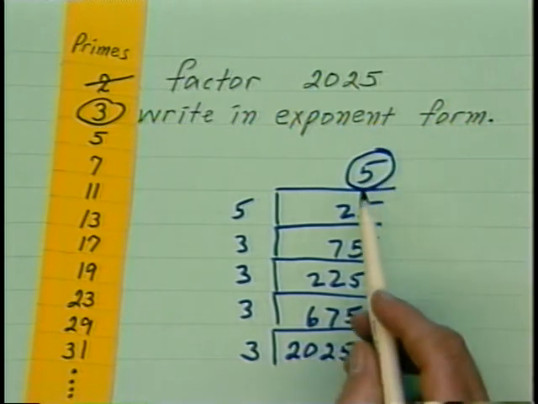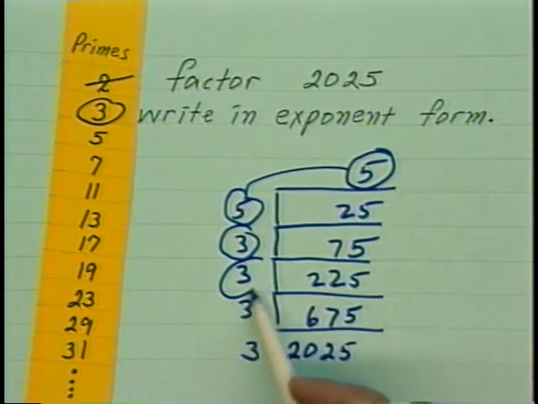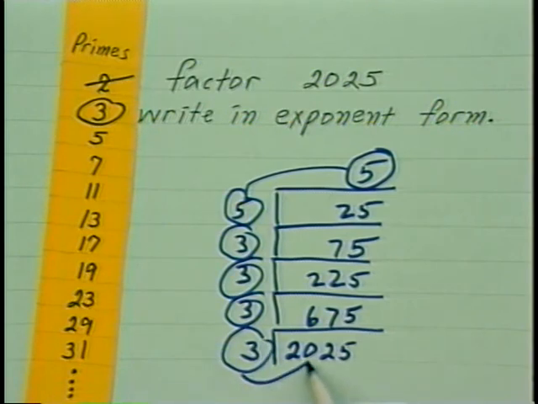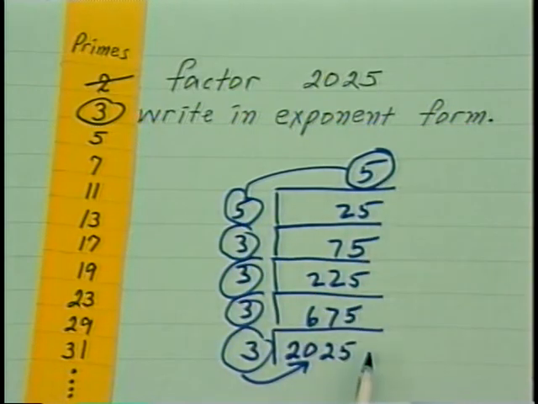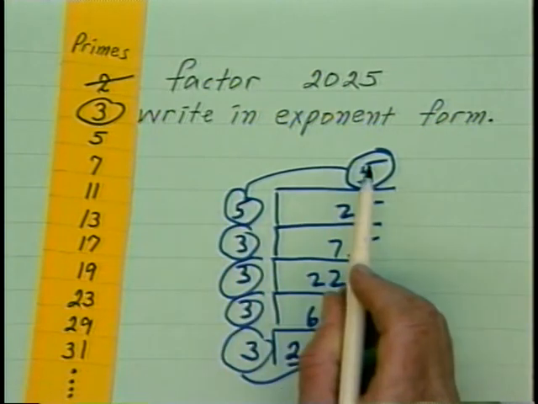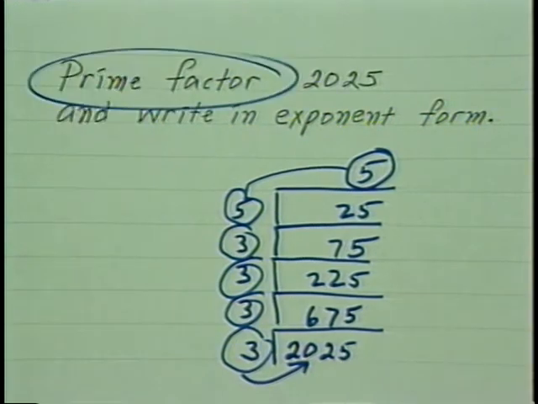So our claim now is that 5 times 5 times 3 times 3 times 3 times yet another 3 is equal to 2025. So we have factored this, because factoring means to write as a multiplication problem. So we have factored this into a stream of factors, each of which is a prime number. That was what we called prime factorization.